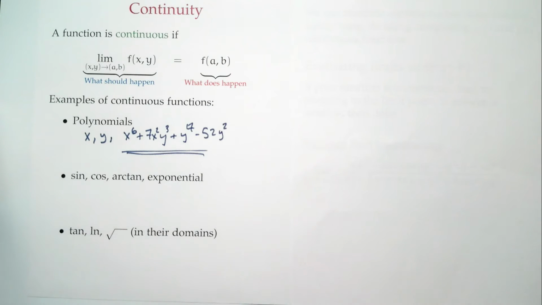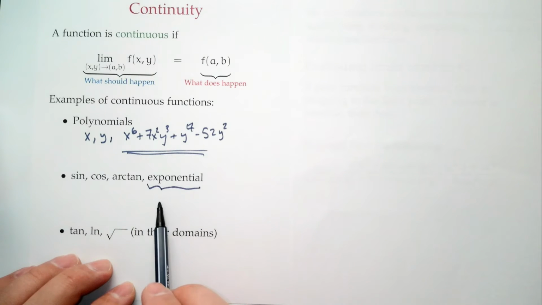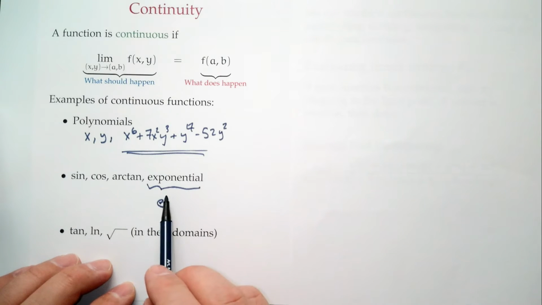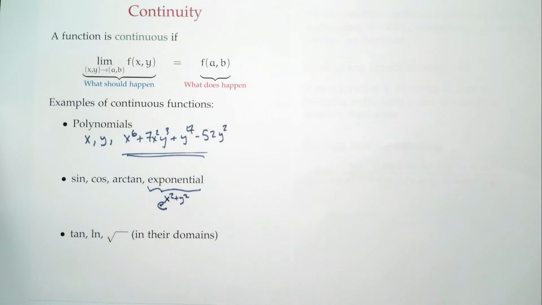The sine, the cosine, the arctangent, the exponential, these are all continuous functions. An exponential, for example, that's something like e to a power. So you can have, of course, composition. So you could put e to the x squared plus y squared. That's a nice continuous function.